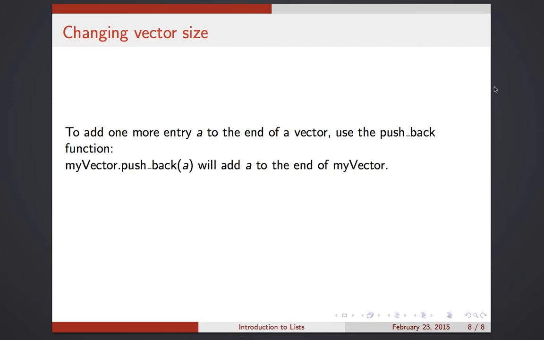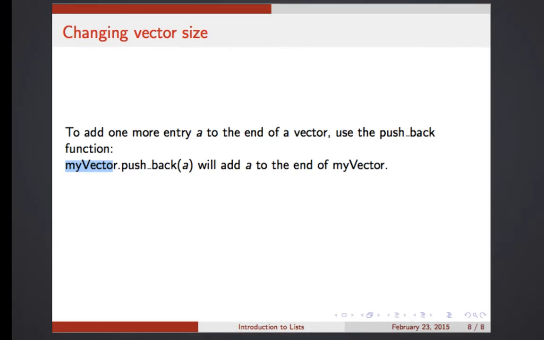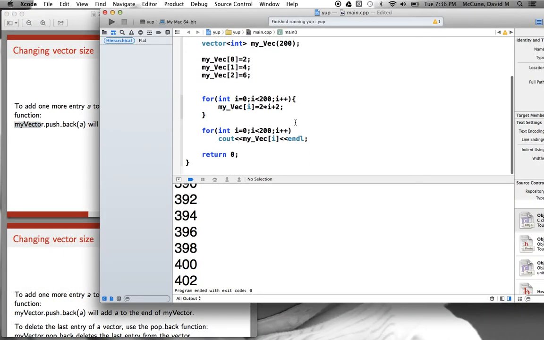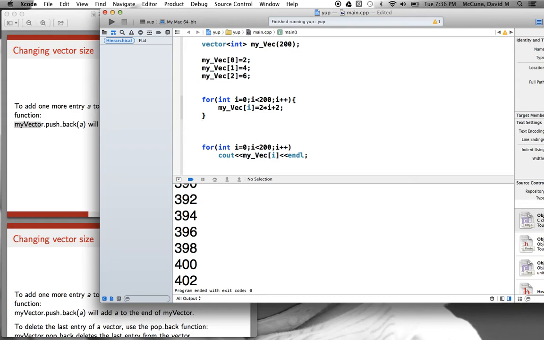So if you want to throw the number a onto the end of a vector and make a now the last entry, you can do that using the push_back function. So do your vector name and then push_back whatever this value is. That will append that entry to the end of your vector. So at this point right here, my vector currently consists of the first 200 positive even numbers.